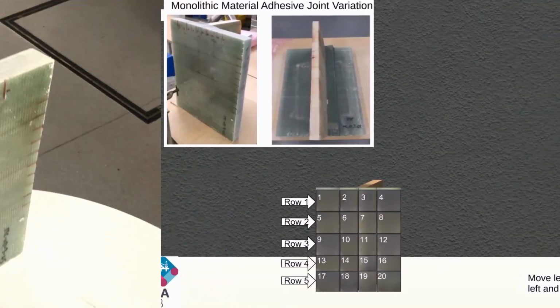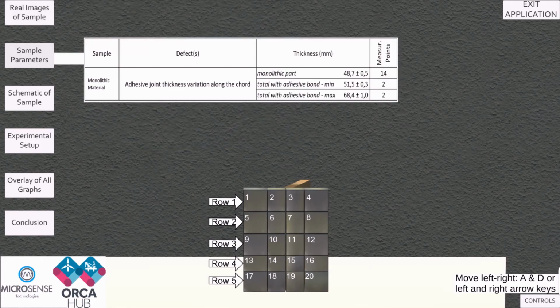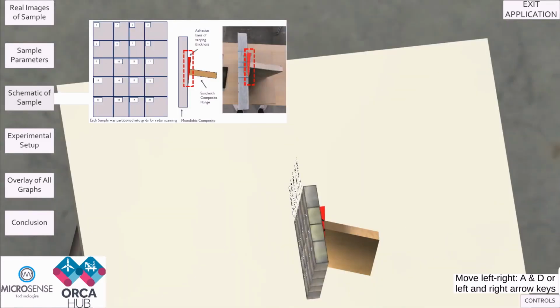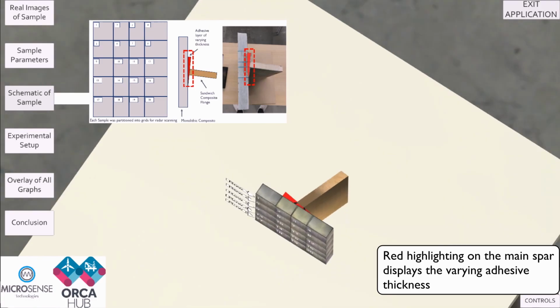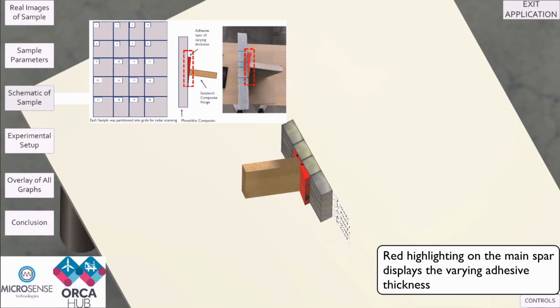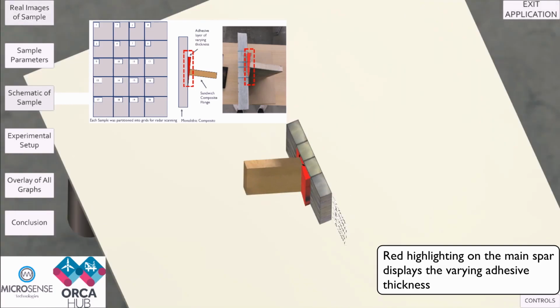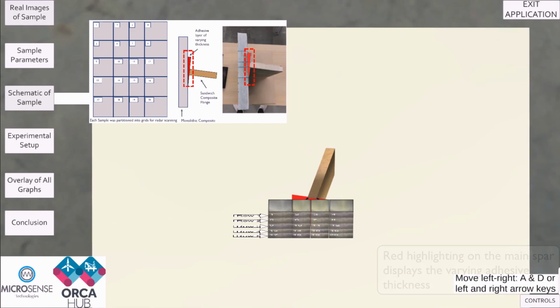The Asset Integrity Dashboard has a number of buttons down the left hand side providing a user interface to access images of the real sample. This can be viewed alongside the sample parameters which display information of the adhesive thickness used within the structure. To ensure a full understanding of the defect type, a schematic highlights the main components of the sample, including the flange structure, monolithic material, and the varying adhesive thickness which is highlighted red.